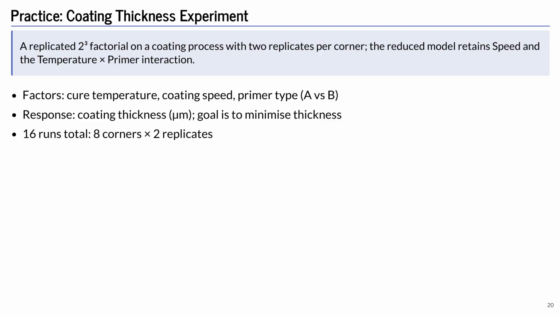After screening, the reduced model retains coating speed and the temperature by primer interaction. Cure temperature and primer type are both active through that interaction. Coating speed is active as a main effect, and the remaining terms were dropped.